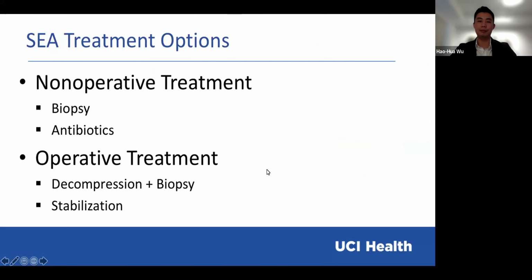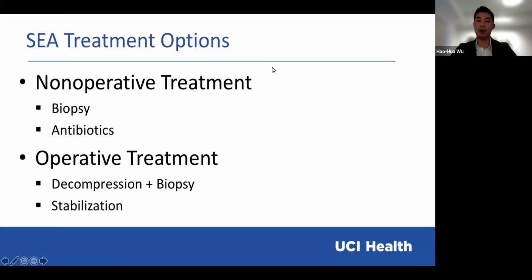In terms of what you can do when you identify the spinal epidural abscess, let's say you're able to obtain the MRI scan and see what's going on, you can treat this either non-operatively or with surgery.